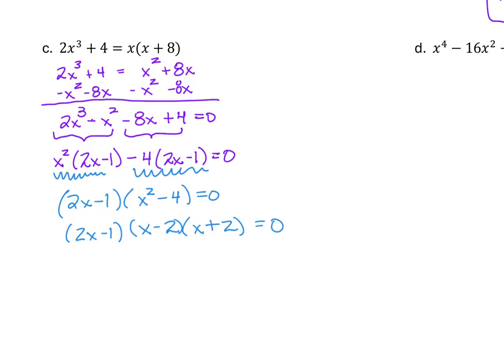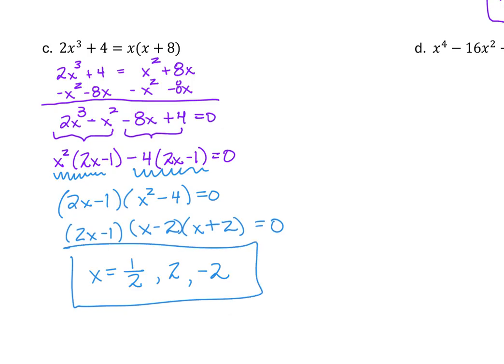All right, when we set each factor equal to 0, the first one, we're going to add 1 to both sides and divide by 2, which would get x equals 1/2. The second one, if we set it equal to 0, we're going to add 2 to both sides, and we get x equals 2. And the last one, if we set x plus 2 equal to 0, we're going to subtract 2, and we get x equals -2. And we're done.